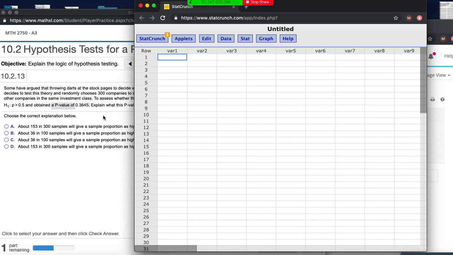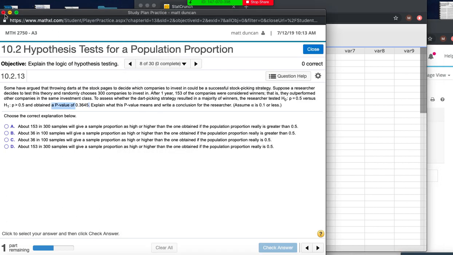And that's kind of what I was getting at in one of those discussion areas, saying, hey, how are we deciding what test we're running? Because it's not going to come out and say, hey, make sure you use a proportion test here, right?